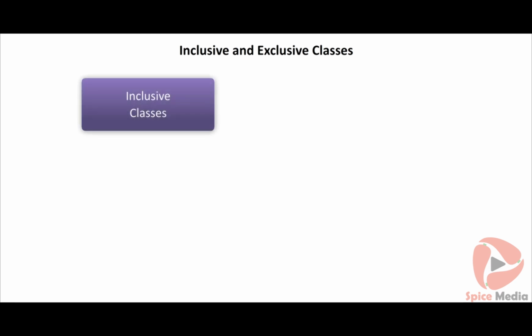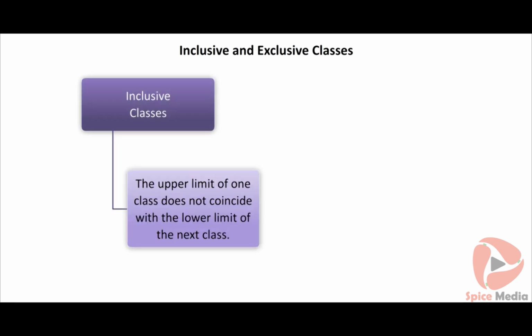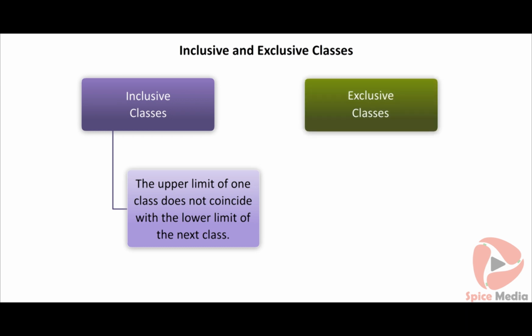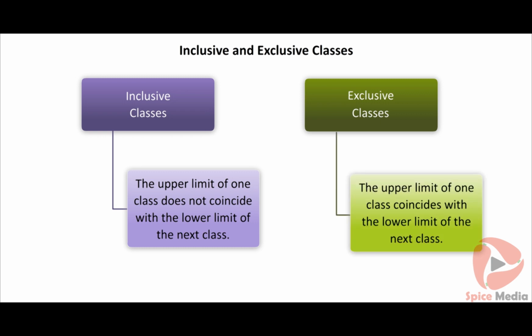Let us now see the inclusive and exclusive classes. Inclusive classes. The upper limit of one class does not coincide with the lower limit of the next class. Exclusive classes. The upper limit of one class coincides with the lower limit of the next class.